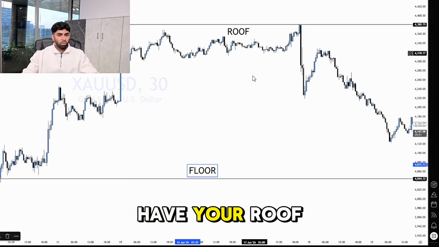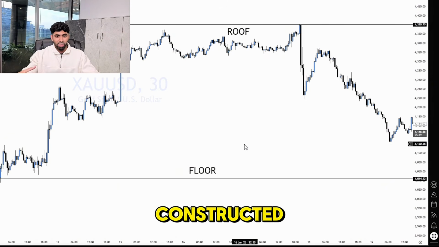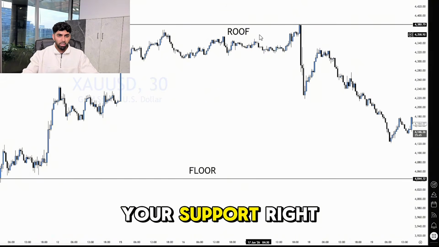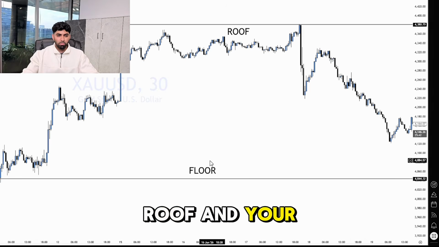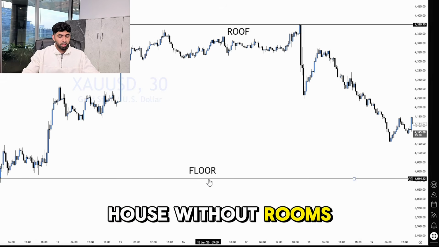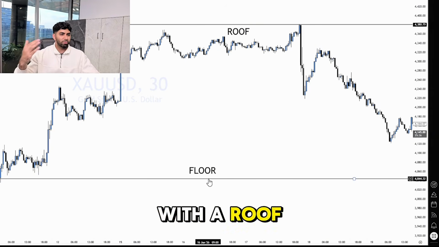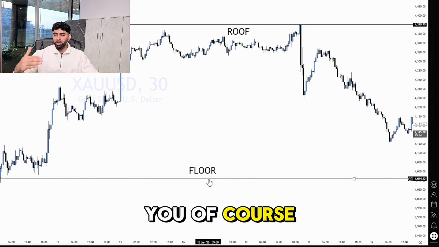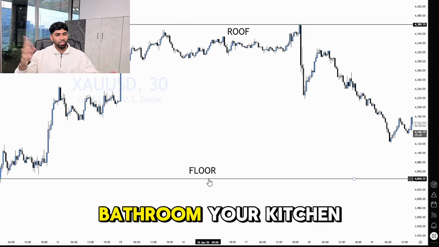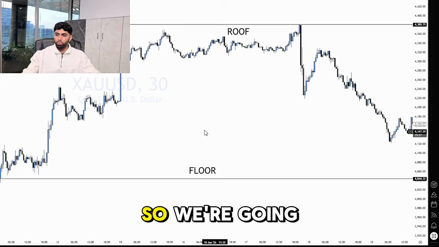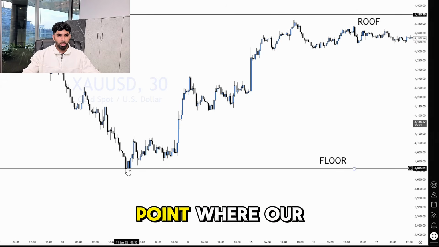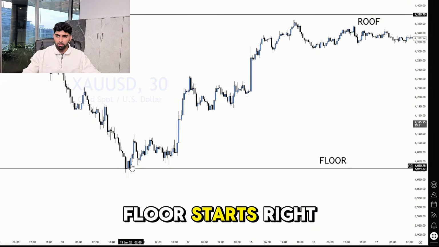Now that you have your roof and your floor, or your house constructed, otherwise known as your resistance and your support, right? Resistance being your roof and your support being your floor. You now, of course, can't have a house without rooms, right? Who wants to have a house with a roof and a floor? No one, right? You, of course, want to have a house where you have lots of rooms, you have your bathroom, your kitchen, your this, your that. So we're going to now start off by going to our lowest point where our floor starts, right?